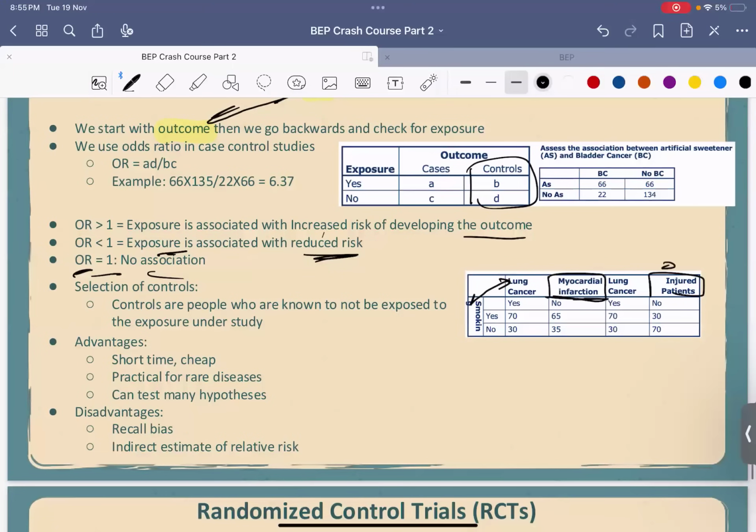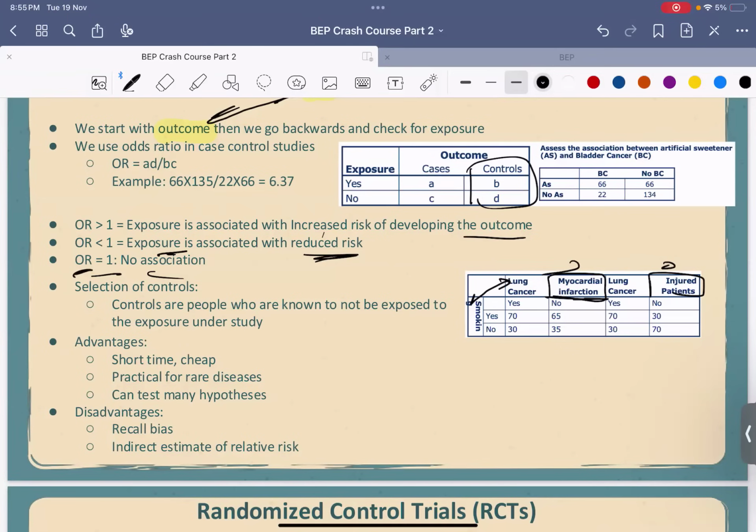Definitely the injured patients. We cannot use myocardial infarction as a control group. Why? Because myocardial infarction is related to smoking. Smoking can also lead to myocardial infarction. I can only test one outcome at a time, so I want lung cancer. The control group should not be associated with smoking at all. It should be something that's completely not associated.